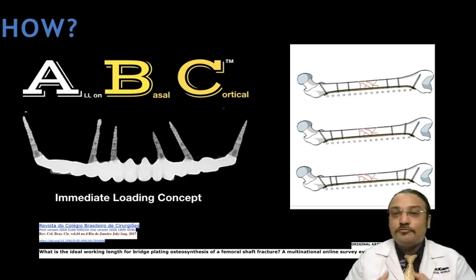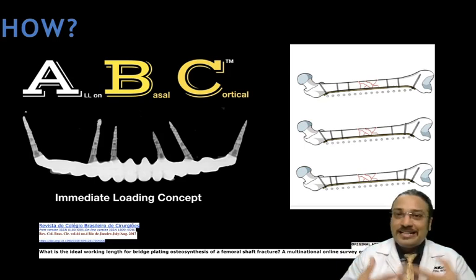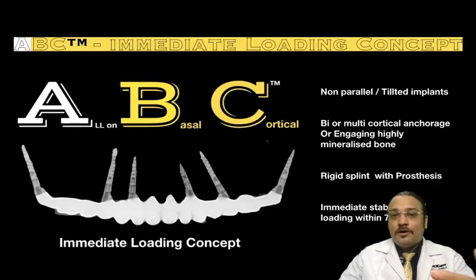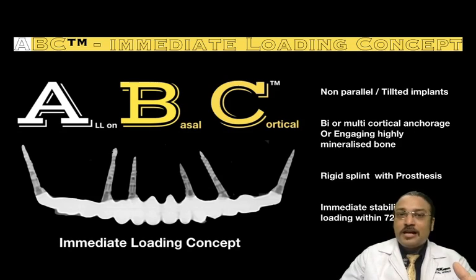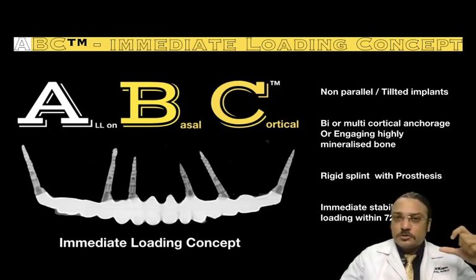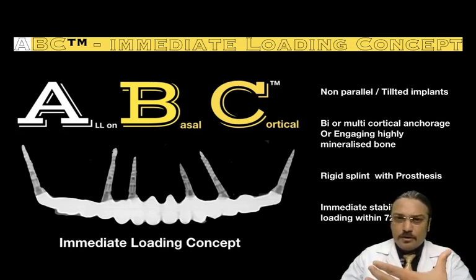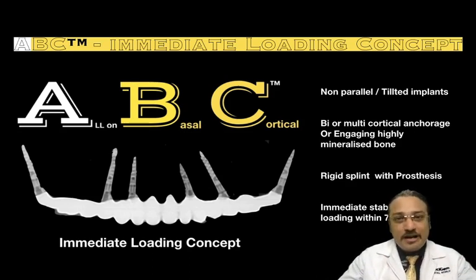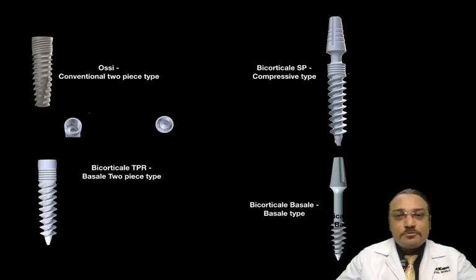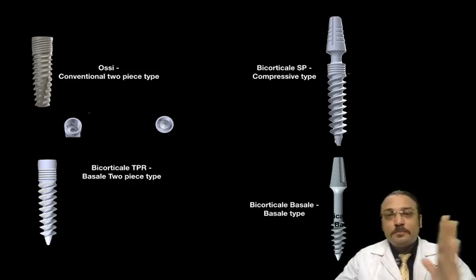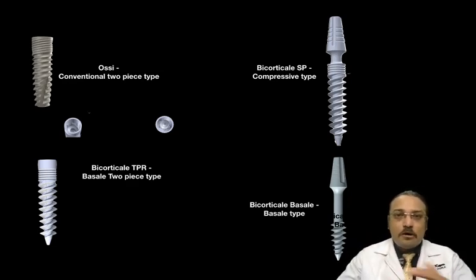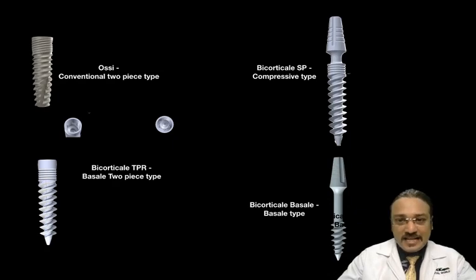So let me take you to more details about the ABC technique. That's how we place non-parallel implants. We do engagement of the strong quality bone. We load the implants with a rigid prosthesis, and we do it in 3 to 5 days. So these are different types of implants which are used. There is a 2-piece design and a 1-piece design. All are used for the ABC technique.